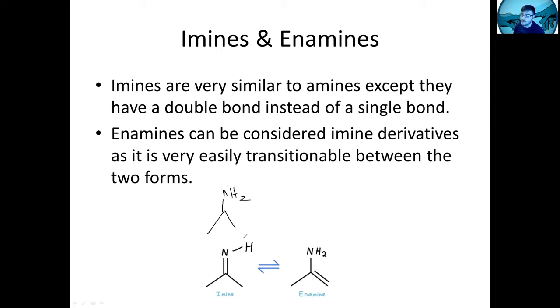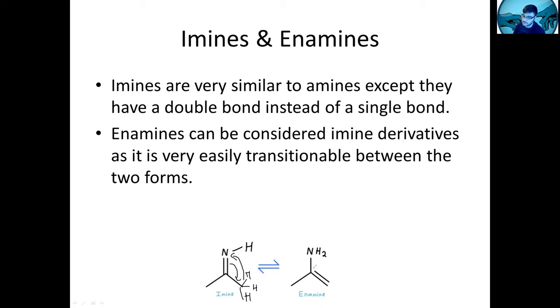Enamines can be considered imine derivatives, but really it's easily transitionable between this form and this form, the imine and enamine form. The reason for that is if you actually draw it out fully, this carbon atom has 3 hydrogens on it, like this, right? So what you can do is you can take this double bond, move it here, and then just take one of the hydrogens and move it here, and then you'll get this NH2, the single bond, and then a double bond here on this adjacent carbon.